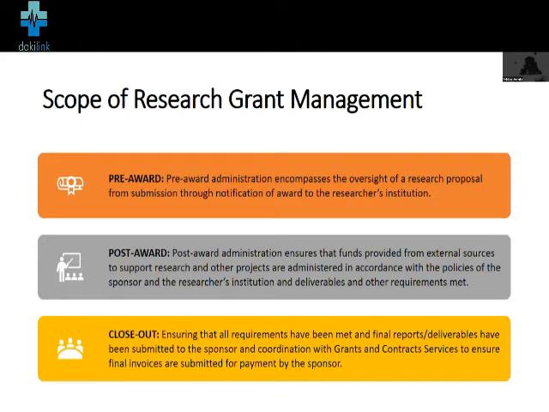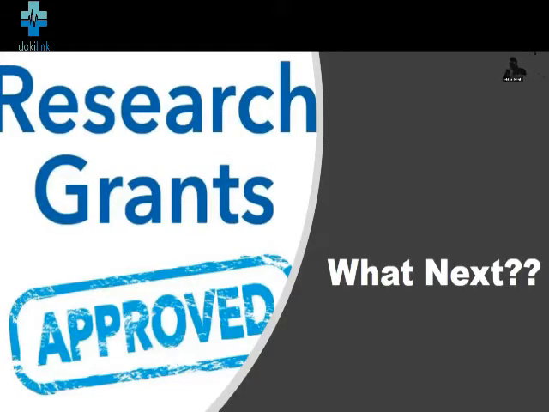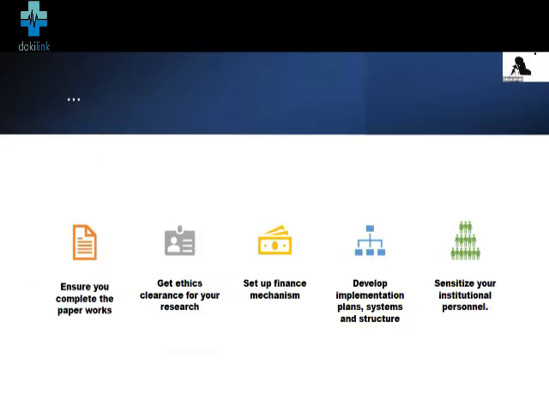We are here. The research grant has been awarded. So much euphoria. The question is, what next? What should I do? Now, a couple of things you should do. The first thing is that you must ensure that you complete the paperwork. It's a legal contract. There's a lot of documentation, a lot of things to be signed. You need to complete that.